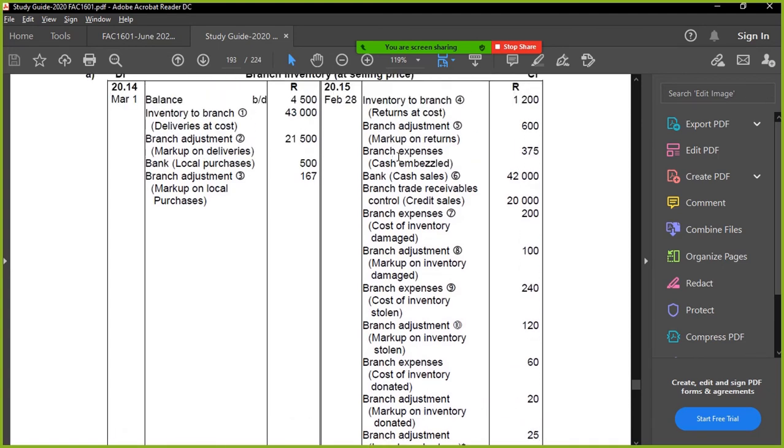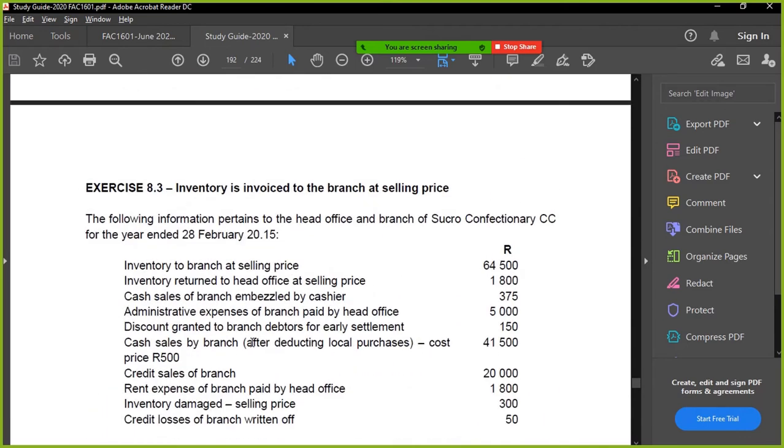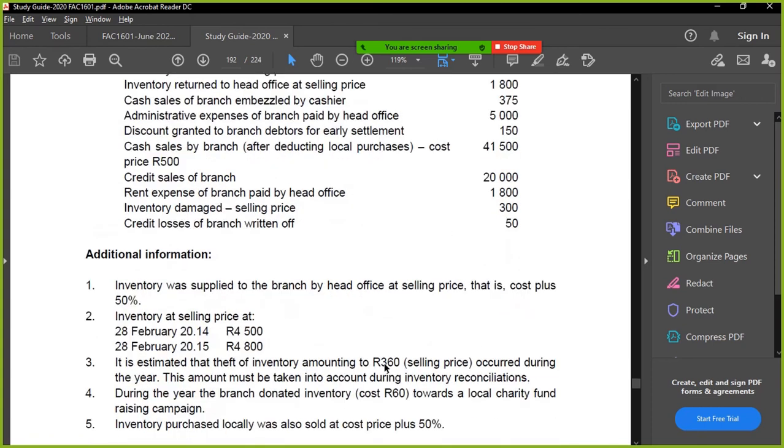No. Embezzled, cash sales, credit sales, damaged stock, markup on inventory damage, cost of inventory stolen, markup on inventory stolen, cost of inventory donated. No, that one didn't have it. Yeah, discount for early settlement. It didn't have it in this one, hey? Yeah, not in this one. Must have been the other one.